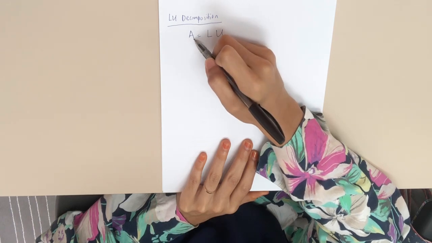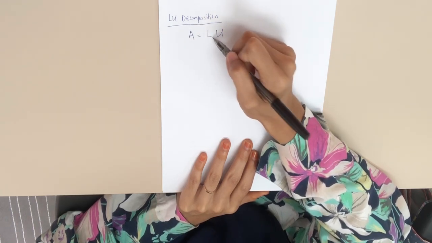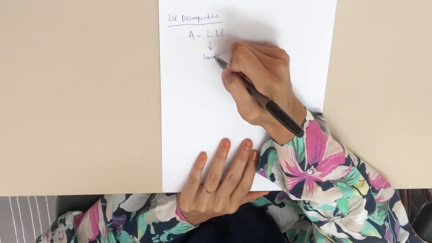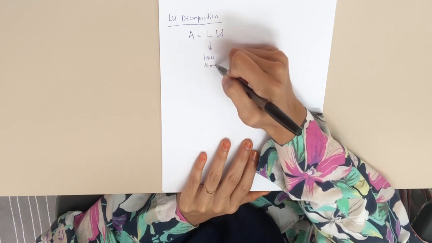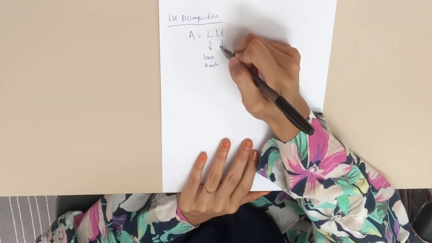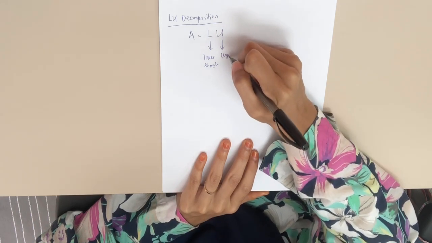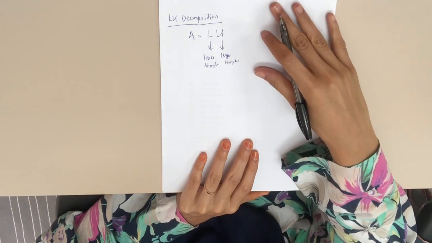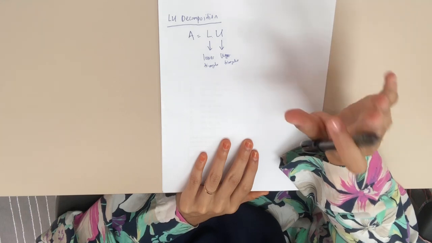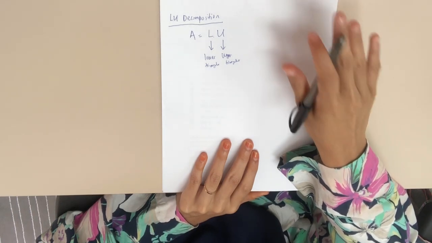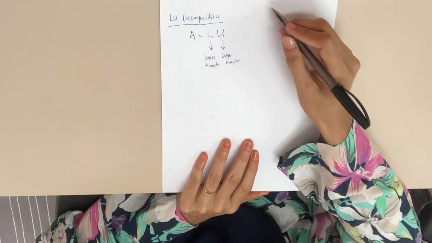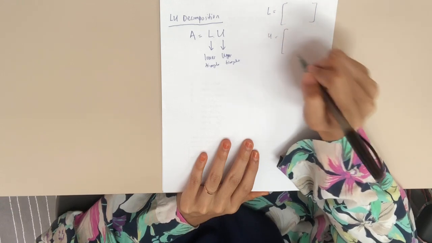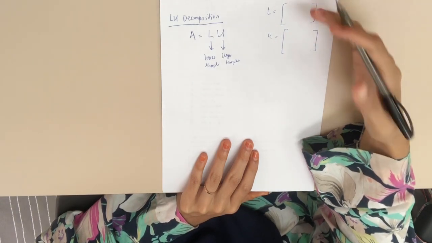This is a matrix A and LU. So what does L represent? L represents lower triangular, and U represents upper triangular. If you still remember what I said in the early video, I already gave you an example of what matrices L and U are. So now I repeat again.